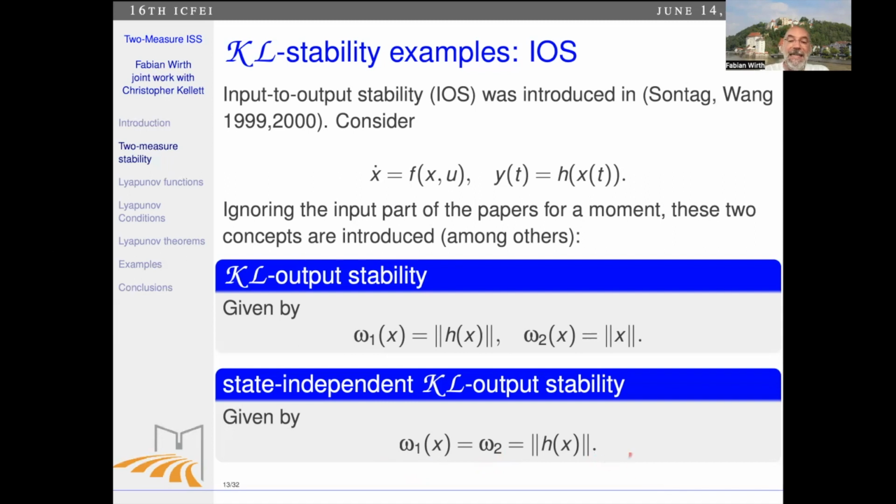Note again, depending on what H looks like, but in very many cases that we would expect, the zero level set of these measurement functions would not be compact, which is one of the problems with iOS in any case. So there's really some sort of non-compactness lurking there at the end. Okay, so that was KL stability.